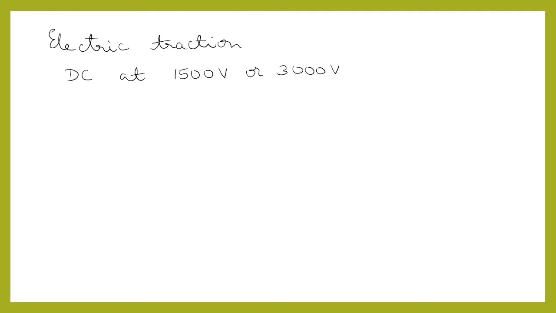In the earlier stage of the development of electric traction, two systems were in use. One was DC at 1500 volt or 3000 volt, and the other was single phase AC at 11 kilovolt to 16 kilovolt using low frequency.